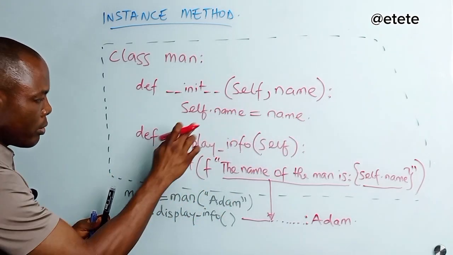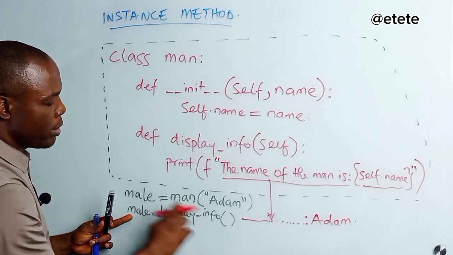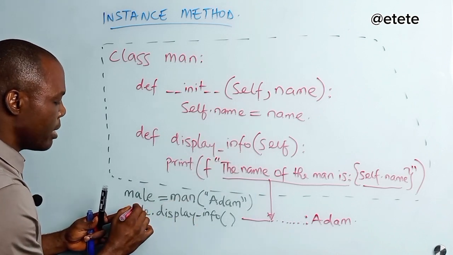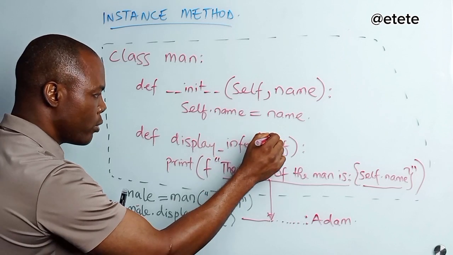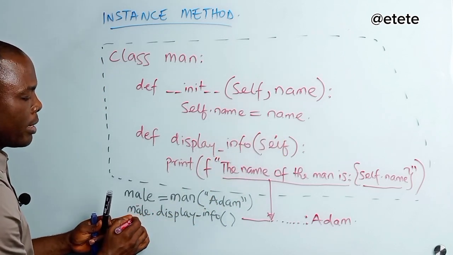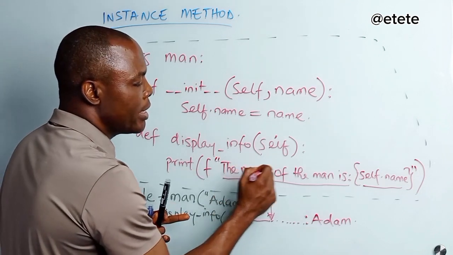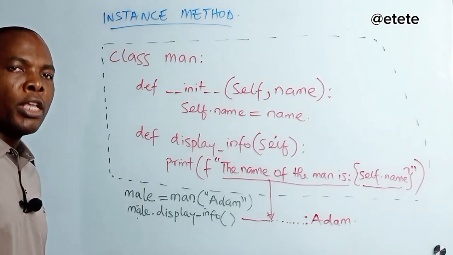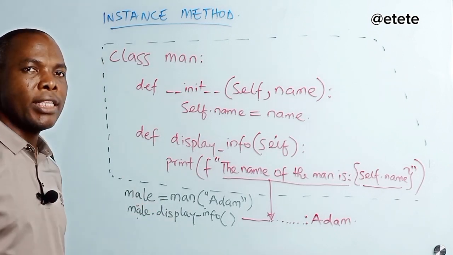Now, when I call the method, which is mail.displayInfo, this mail.displayInfo is calling this. Now, this mail is what is given to this place. So this display info now knows that it is to display the name of this mail. So display underscore info will now go in and display the name of the man is Adam. That is what is to be displayed on the screen. So let's go to our PyCharm and practically see this demonstration, and then you will see the output.